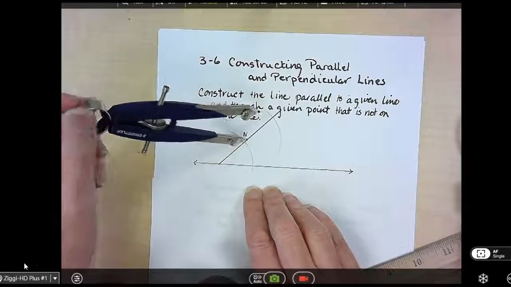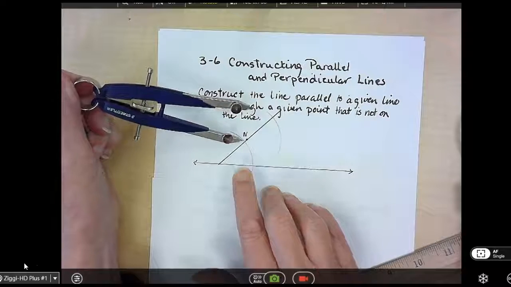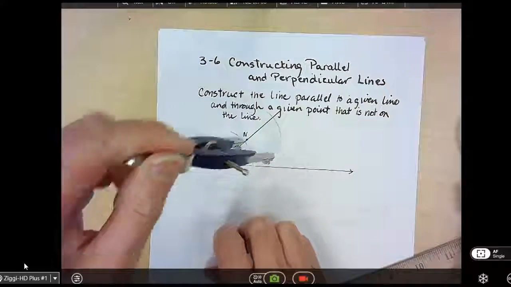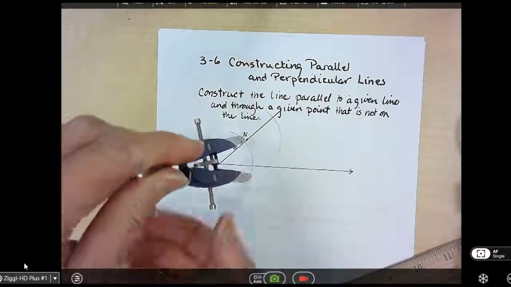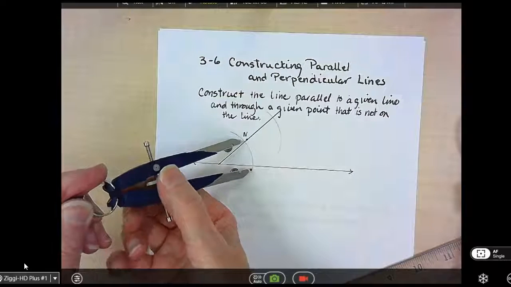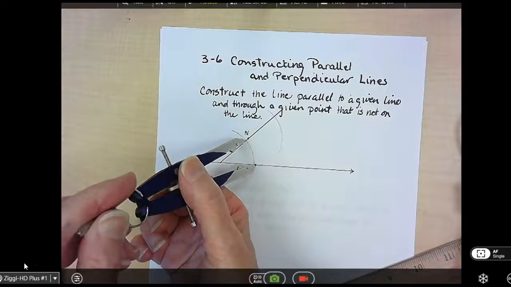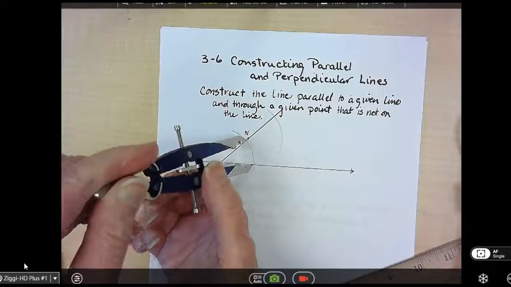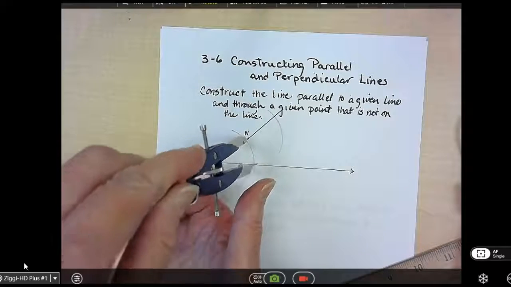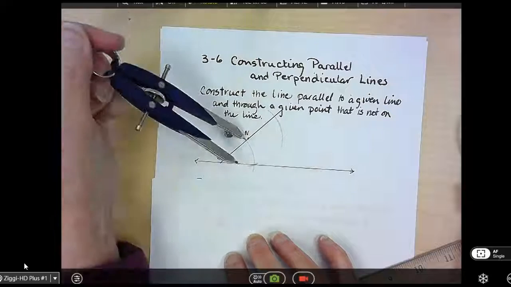All right, so now I need to measure across this distance. So I put my point in, and now I have to figure out that distance. So I have to make it smaller, and then scribe my arc. That's a little too short. That looks better. Make sure it goes through that intersection point.